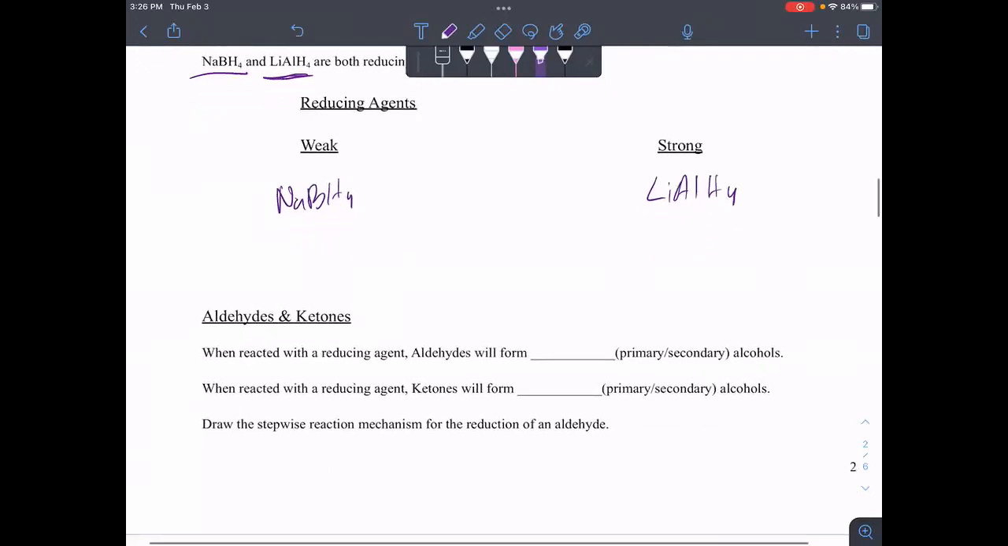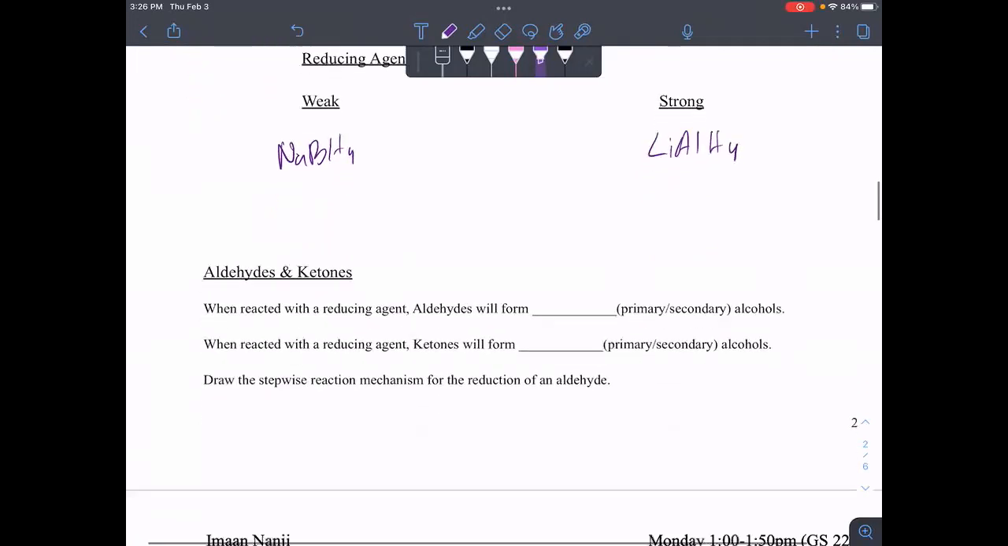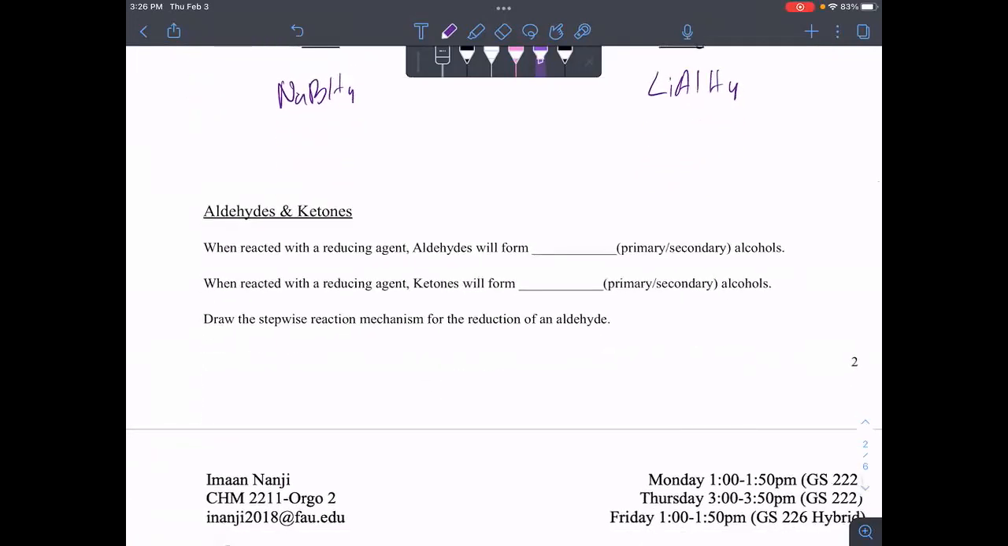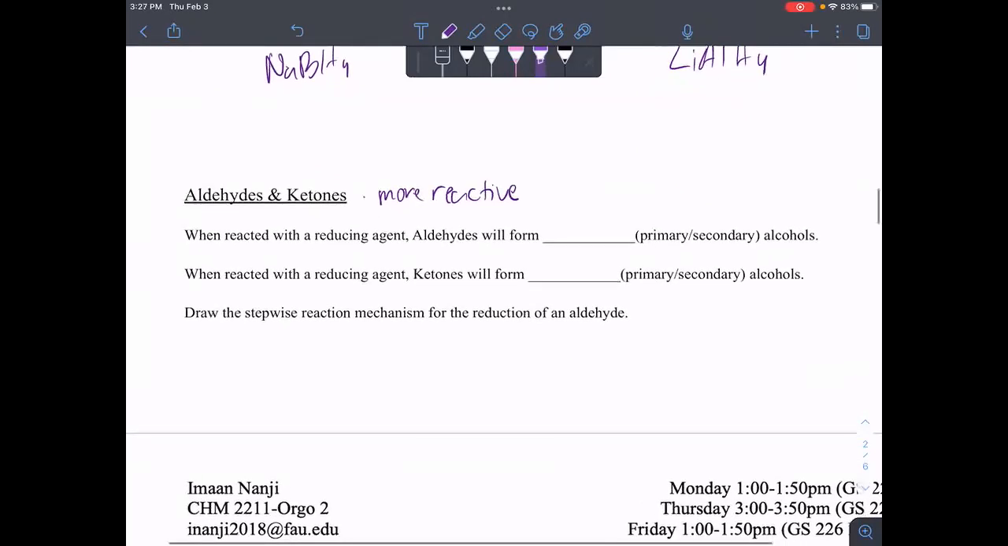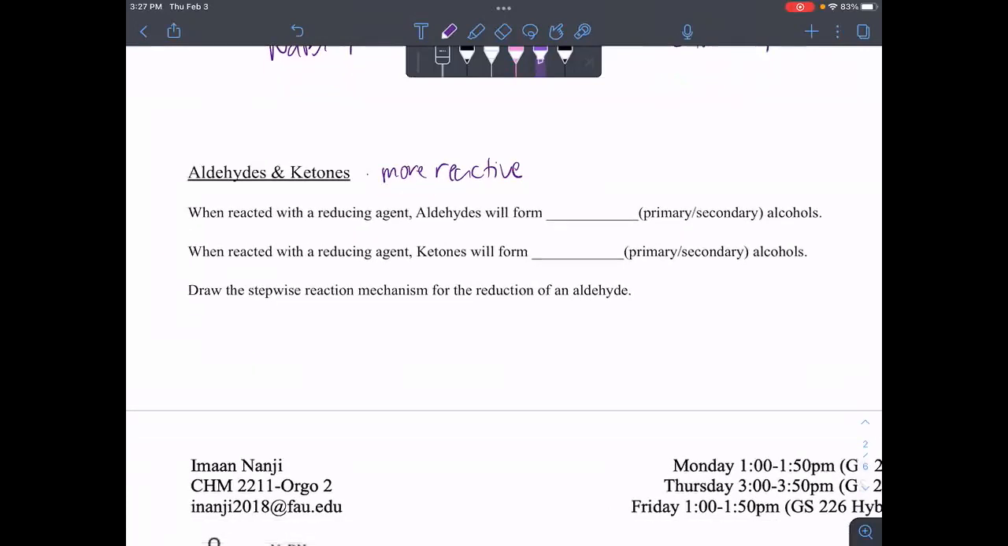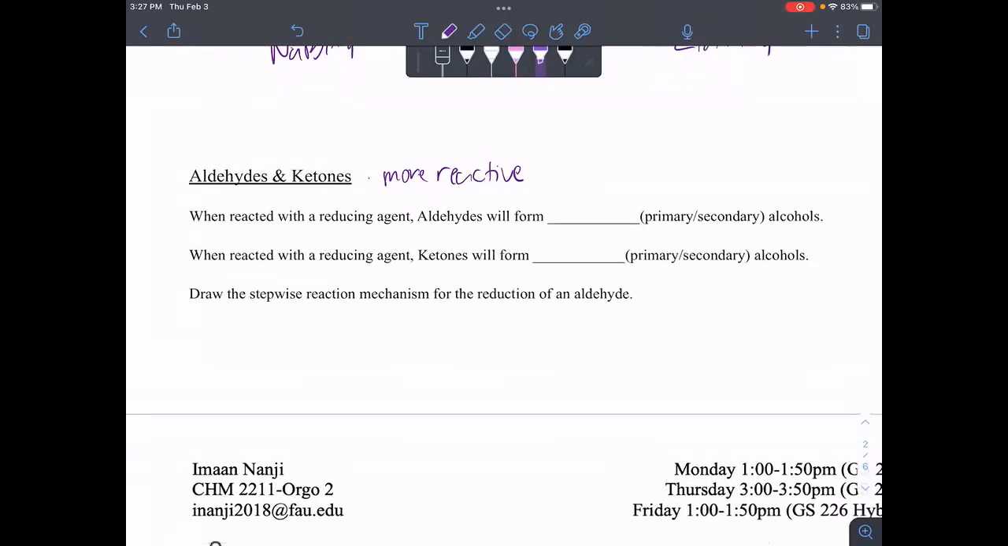So let's talk about what each one can react with. So we have our aldehydes and ketones. Our aldehydes or ketones are going to be more or less reactive. Yeah. So knowing that, when you react an aldehyde with a reducing agent, is it going to be able to go all the way to a primary alcohol, or does it have to stop at a secondary alcohol? Yeah, it's going to go all the way to primary.